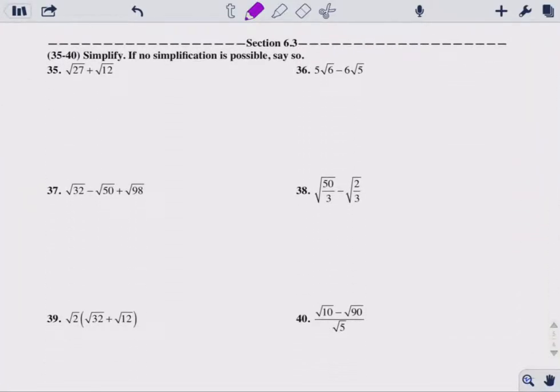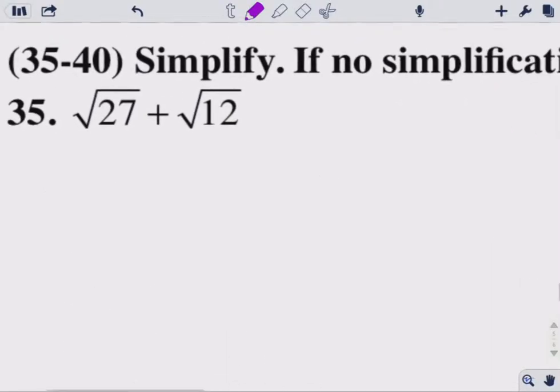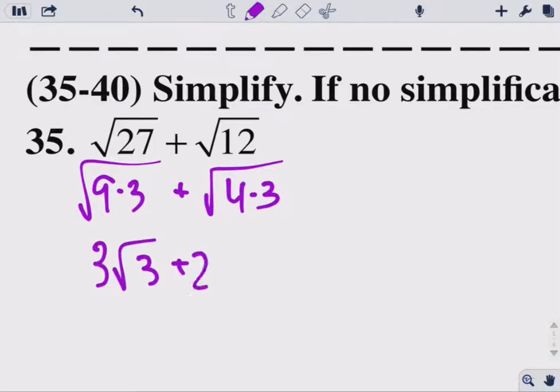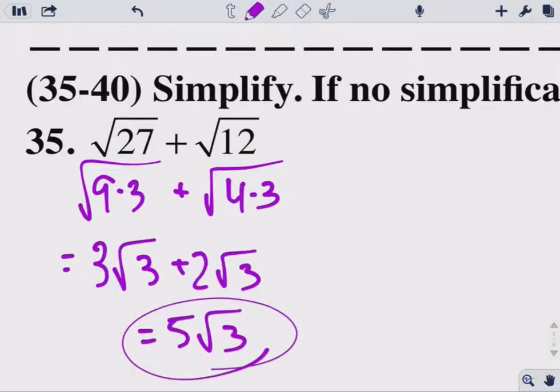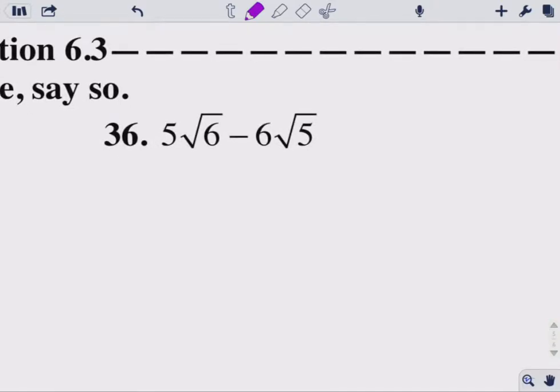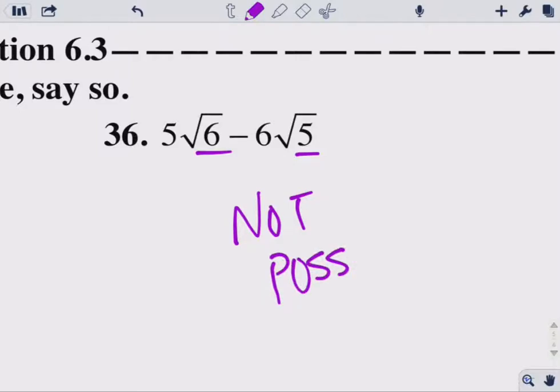Let's go to 6.3. Okay, simplify. If no simplification is possible, say so. We are adding radicals. So 27 is 9 times 3, the square root of 9. And this is 4 times 3, so the square root of 9 is 3, square root of 3, plus 2 square root of 3 equals 5 square root of 3.